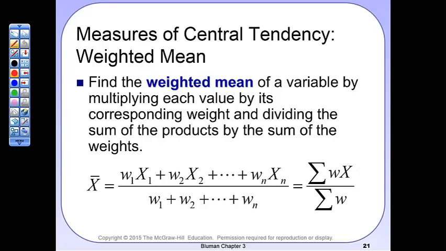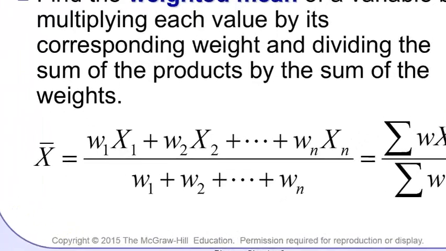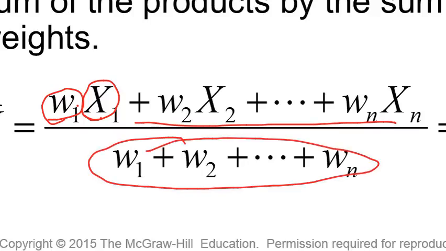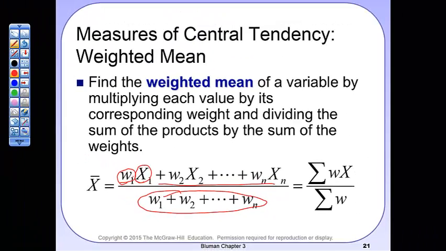And so what we do is we're going to take each grade and multiply it by its weight and add those up, and then divide by the sum of the weights. And so you kind of have to know what is a weight and what is the x value, things of that nature. Okay?